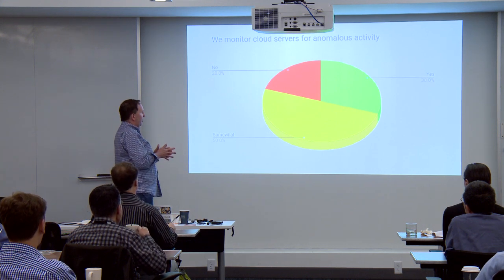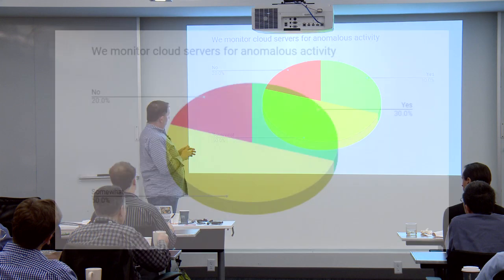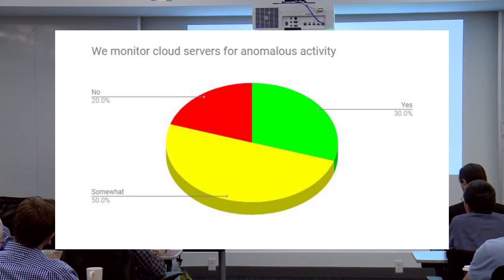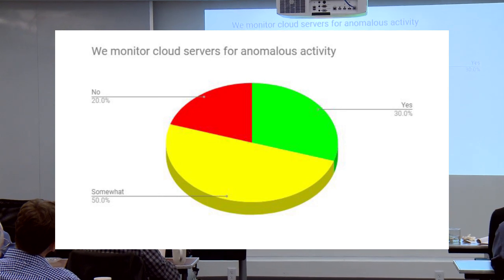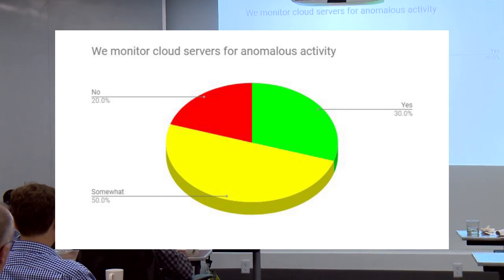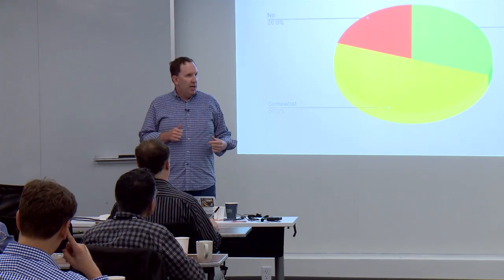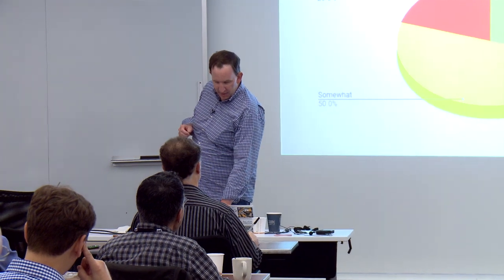When you start looking at some of the capability-based questions, it got interesting. One of the questions was, to what extent do you monitor your cloud servers for anomalous or suspicious activity? I was actually a little bit surprised. Well, I guess I was and I was not surprised to see that only about a third of people said, yes, we do this. I'm confident we do this really well. The rest said either no, we don't, or maybe somewhat, to some extent.